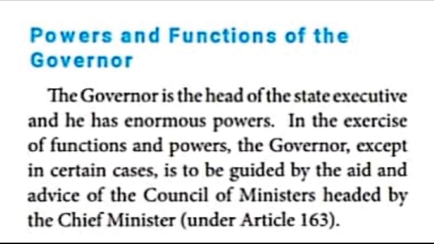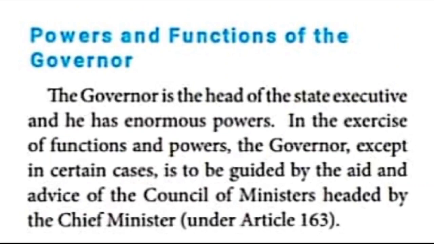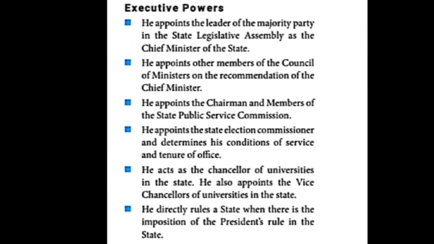The governor is the head of the state executive. Just before, when I started the lesson, I told you he is the constitutional head of the state executive. The same thing only. So in the exercise of the powers and functions, the governor, except in certain cases, has all the powers like that. They are given in your book as per Article 163. So under that, what are the powers there?